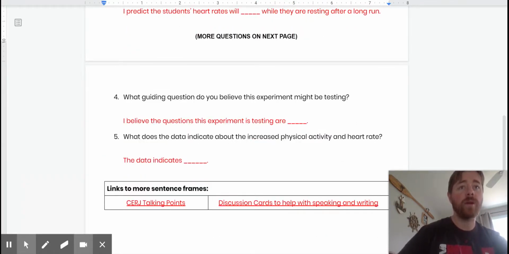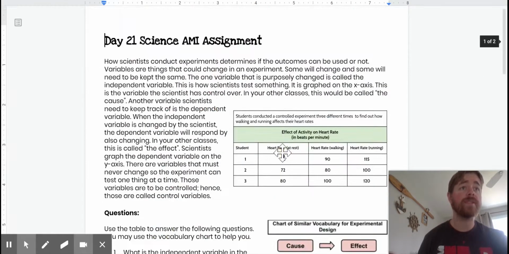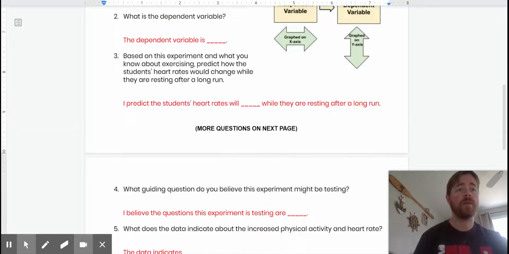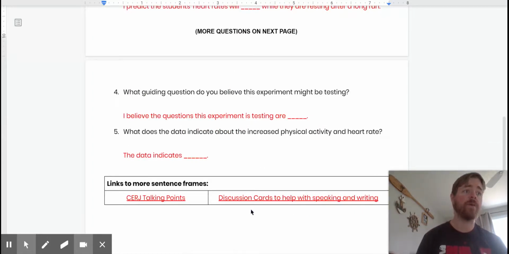All right, question 4. What guiding question do you believe this experiment might be testing? What is it that they're trying to figure out? What question are these scientists, these student scientists, trying to answer? And the last question, what does the data indicate about the increased physical activity and heart rate? So looking at our data table, what does it tell us about how activity affects heart rate? Okay. Be sure to use a little evidence from the data table to support your answer on 5.